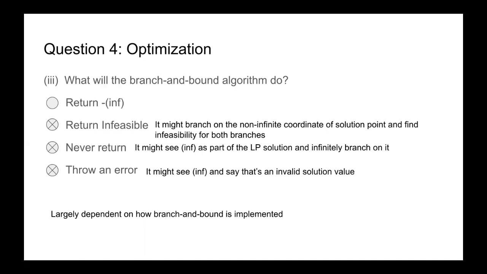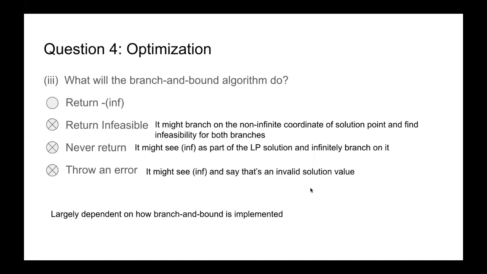And finally, the algorithm might be smart and throw an error when it sees infinity and say that's an invalid solution value, so that it doesn't end up branching and bounding infinitely. And this is largely dependent on how it's implemented, as I said earlier. Since you can't really assume the behavior of the algorithm, you have to consider all cases.